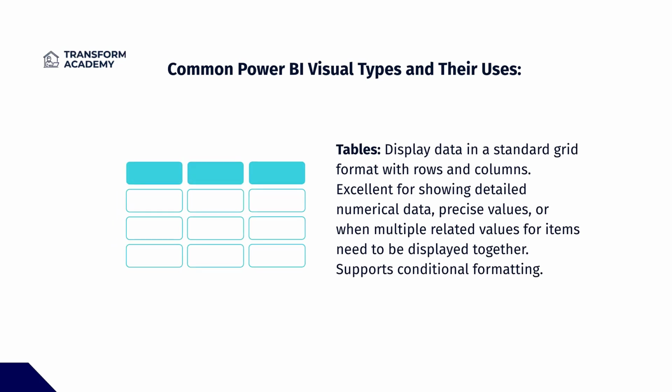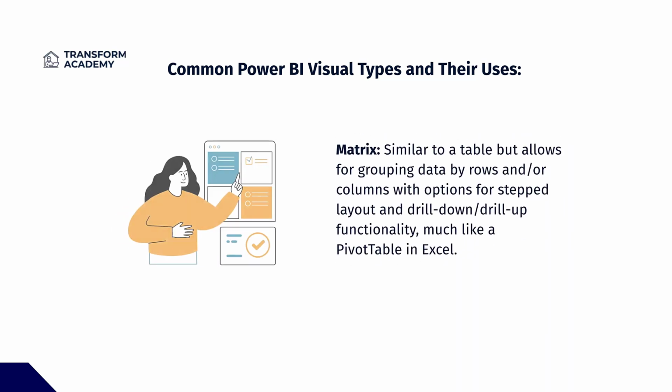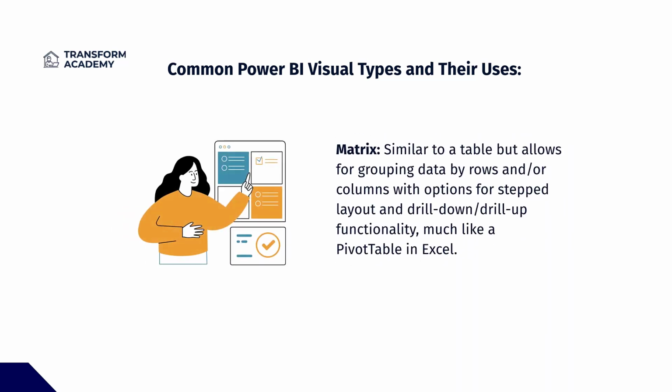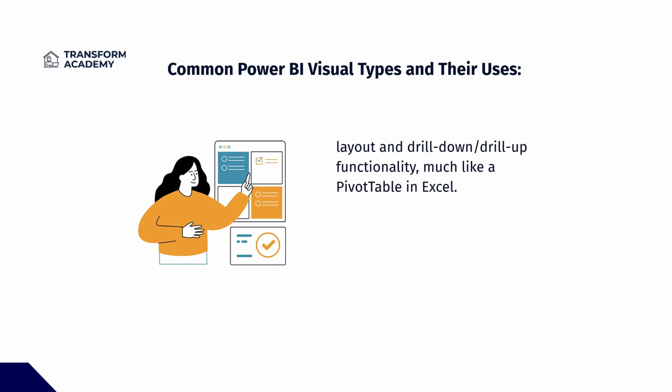Tables display data in a standard grid format with rows and columns. Excellent for showing details and detailed numerical data, precise values, or when multiple related values for items need to be displayed together. Supports conditional formatting. Matrix. Similar to table, but allows for grouping data by rows and/or columns with options for stepped layout and drill down or drill up functionality, much like a pivot table in Excel.